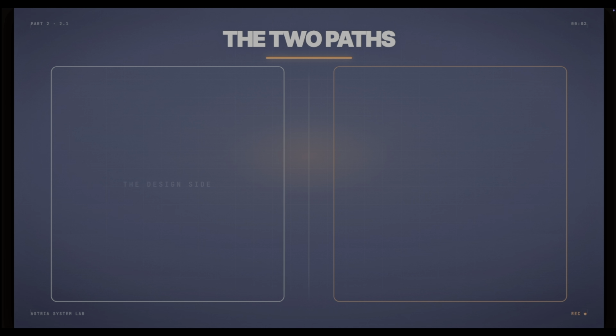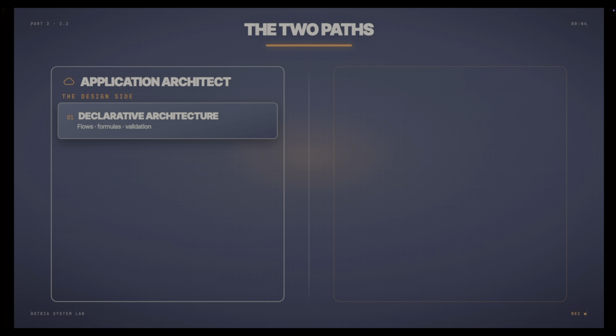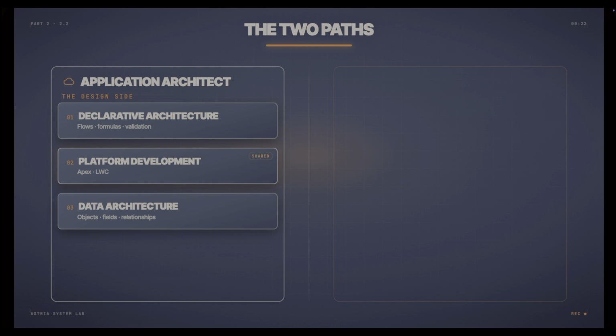On Salesforce, every architect walks one of 2 paths, and some eventually walk both. The application architect path, it covers 4 areas. Declarative architecture, how the platform's no-code tools come together. Flows, formulas, platform development, how custom logic with Apex and user interfaces with Lightning Web Components. Data architecture, how the business is modeled into objects, fields, and relationships, and sharing and visibility, who sees what and why. The application architect works live in the org.